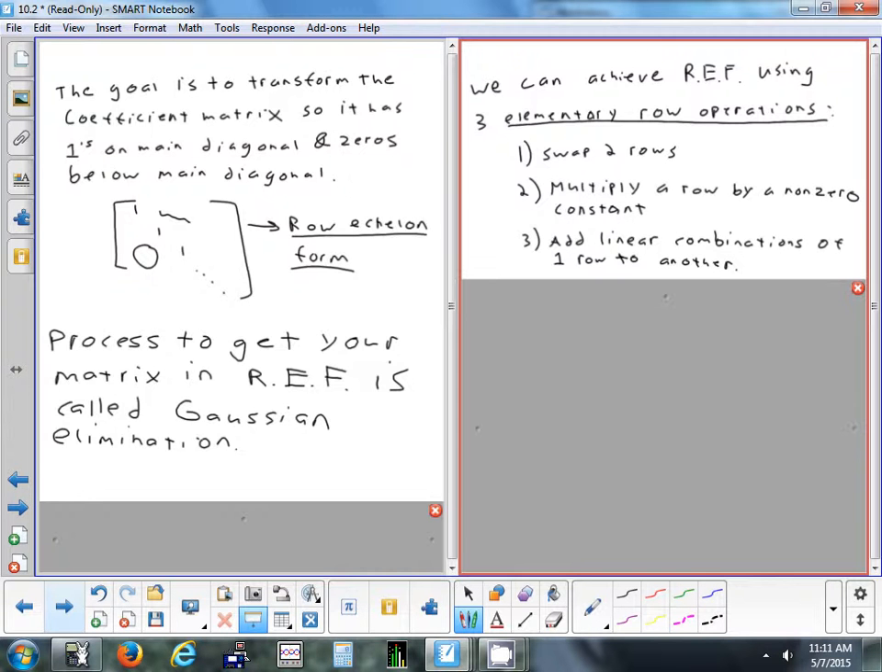The third thing you can do, this is what we did a lot yesterday, is add a linear combination of one row to another row. And we're going to do operation 3 quite a bit.